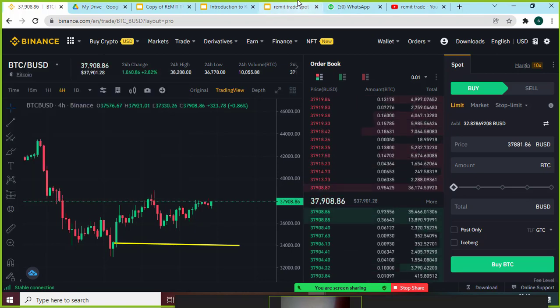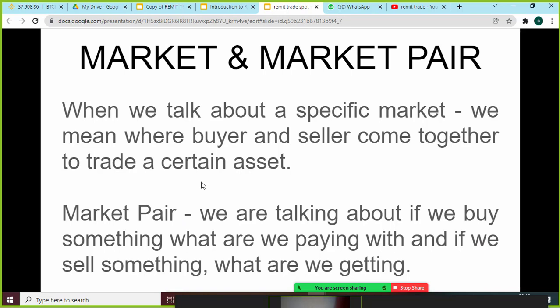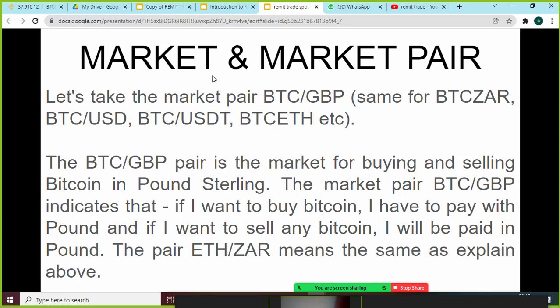on Binance. So when we talk about a market pair, we are talking about if we buy something, what are we paying with? And if we sell something, what are we getting in return? That's what a market pair means. So a market pair, let's say for example, BTC GBP, which is also the same thing as BTC ZAR. This ZAR here means South African Rand, or you can simply put BTC USD or BTC USDT or BTC ETH. These are all pairs under a market.